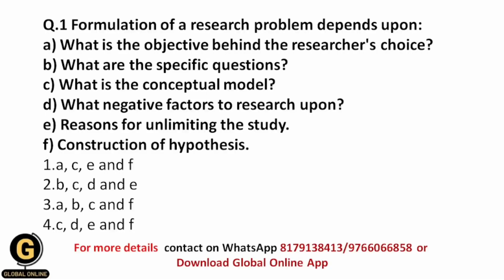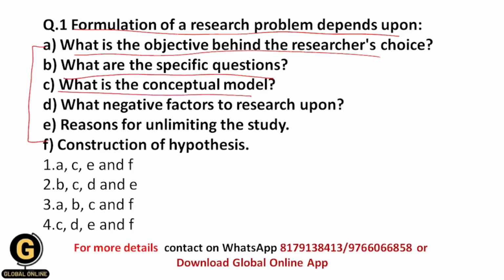So students, let us start with our first question. In this question, formulation of a research problem depends upon, okay, so we have been given some statements, and from these statements we have to find out the ones on which formulation of a research problem depends. First statement is, what is the objective behind the researcher's choice? Second is, what are the specific questions? Third is, what is the conceptual model? Fourth is, what negative factors to research upon, reasons for delimiting the study, and last one is construction of hypothesis.